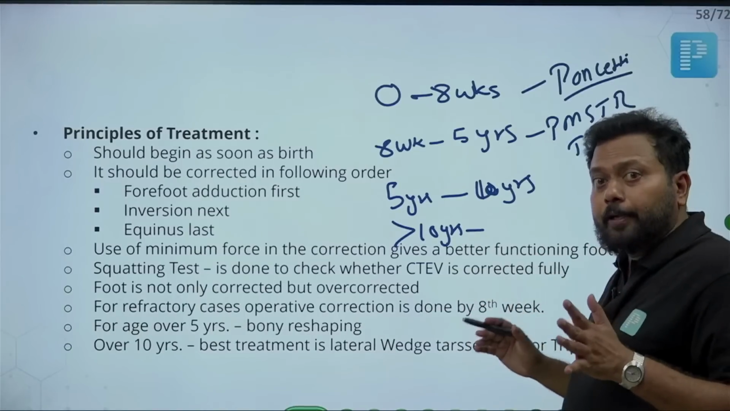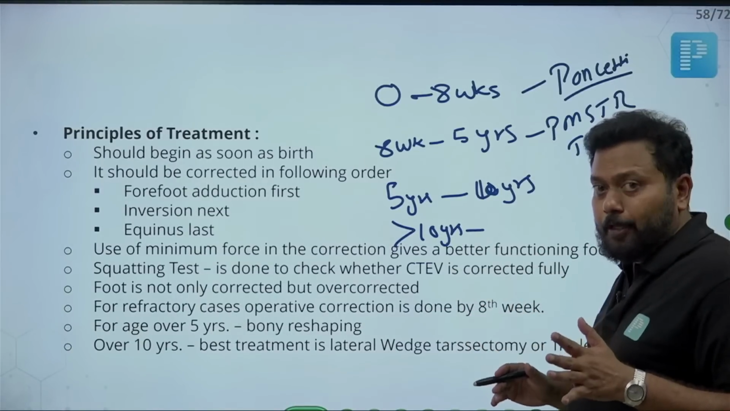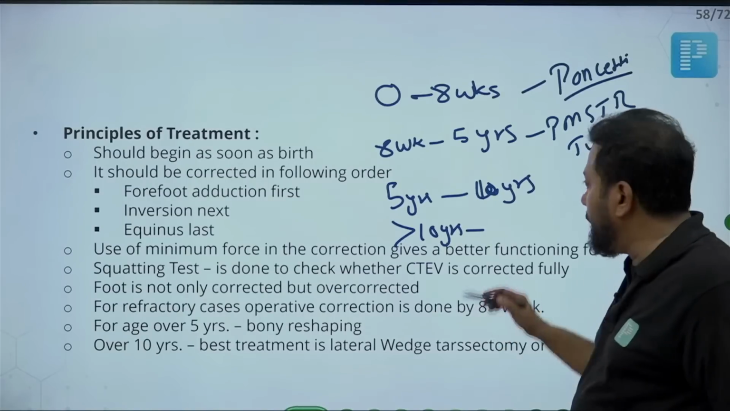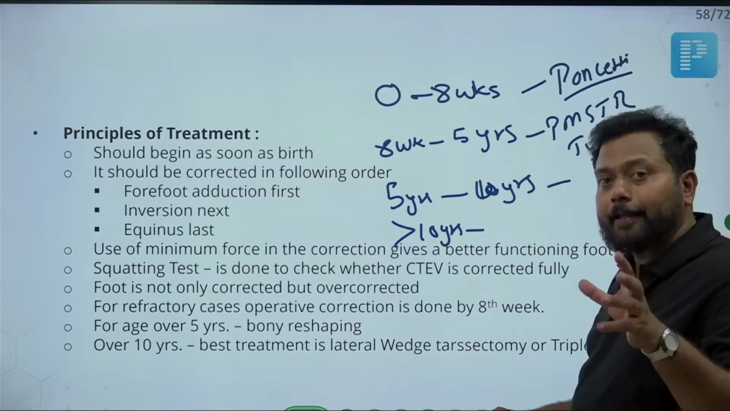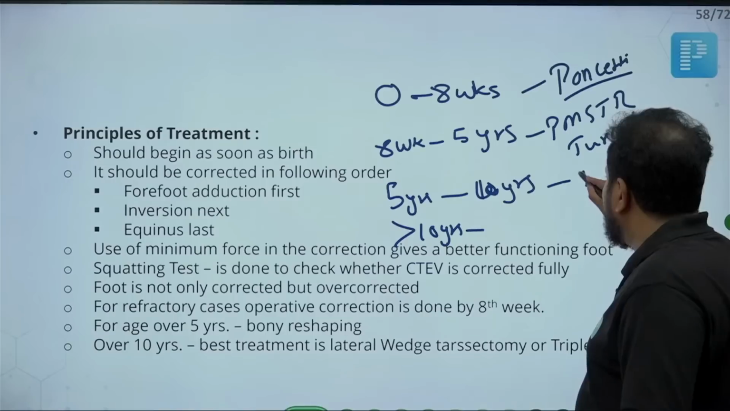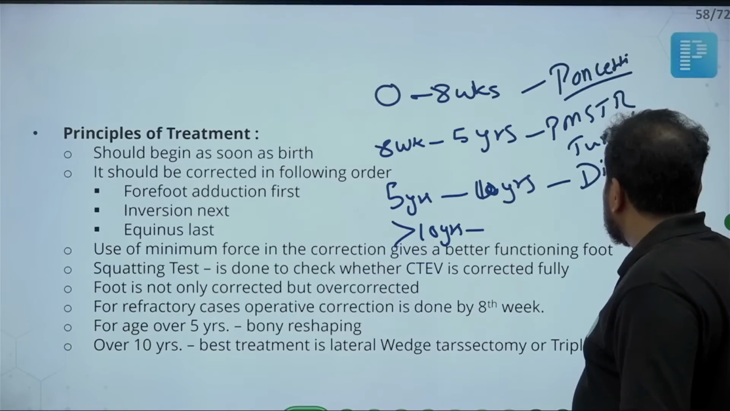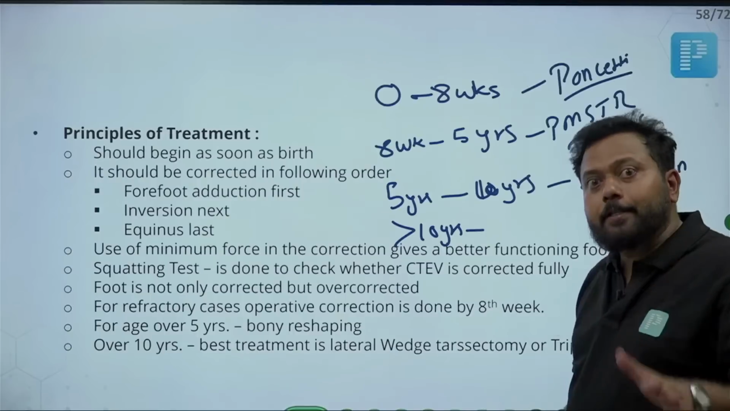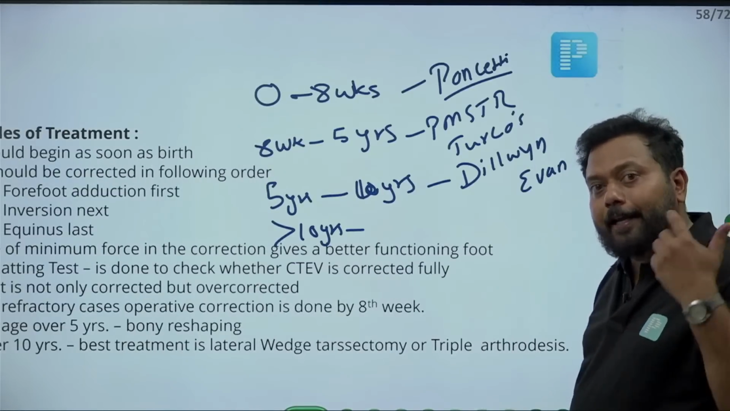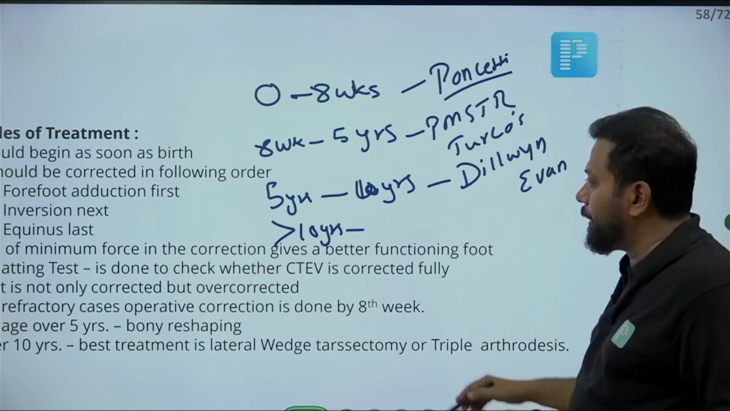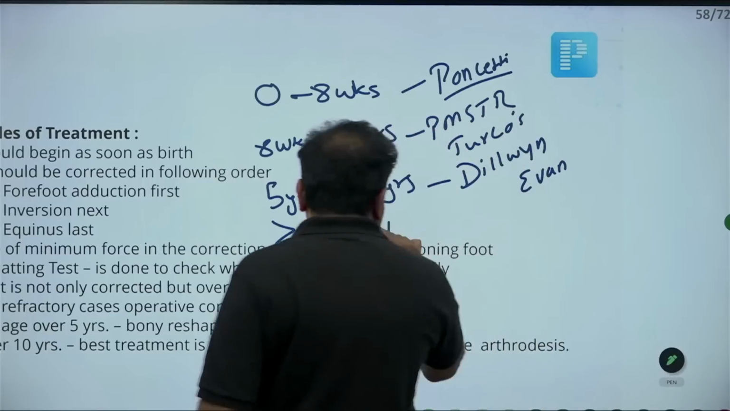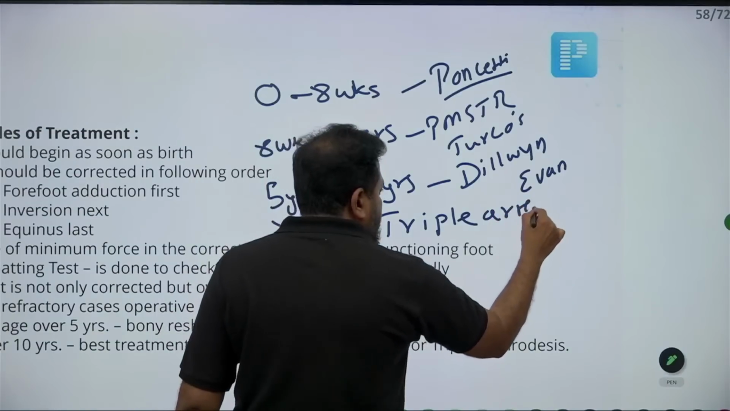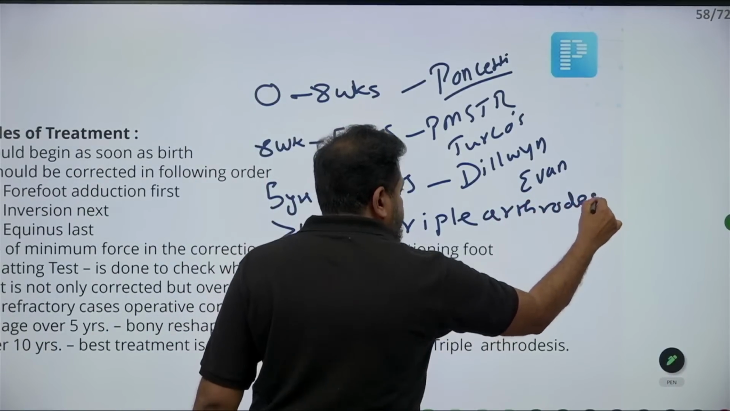Soft tissue release you can try only in a baby up to 5 years. For 5 to 10 years, once it has crossed 5 years, posteromedial soft tissue release won't help. You should go for bony reshaping of the calcaneum and the talus, called the Dillwyn-Evans method. Once the baby has crossed 10 years, that is called neglected CTV. None of these methods will help. Only one thing is left: triple arthrodesis.